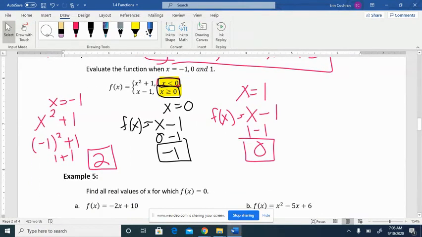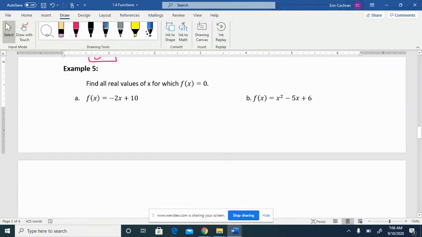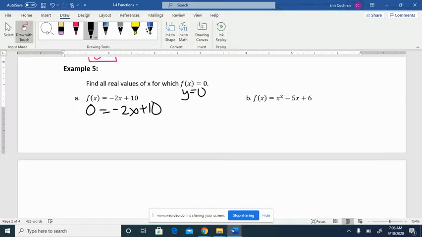All right. Find all real values of x for which f of x equals 0. So now it's saying for which f of x equals 0. So that means y equals 0. So we're going to plug 0 in for y in this case. So f of x represents y, so that'd be 0 equals -2x plus 10. And now we're going to solve for x. So subtract the 10 over, we get -10 equals -2x. Divide by -2, and we get 5. So when y is 0, x is 5.